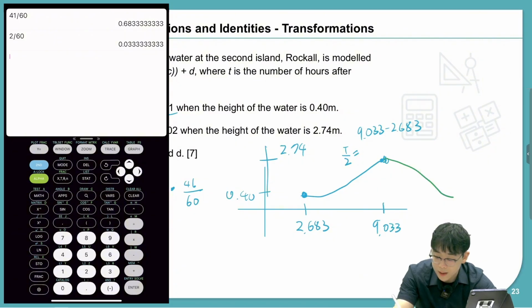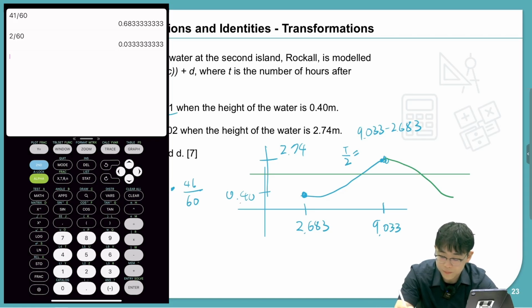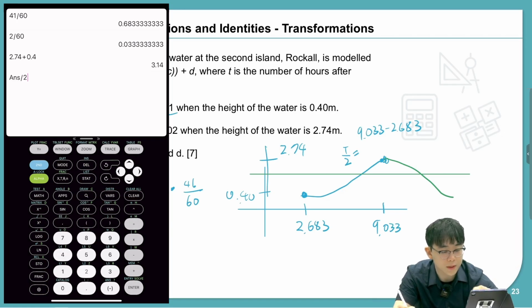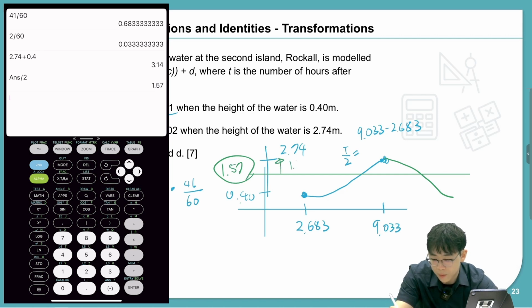And then we can get our center line. So the center would be, if you do 2.74 plus 0.4 and divide by 2, the center line is going to be 1.57. Okay, and we know we're going up by 1.17, and then we're going down by 1.17. So that would probably allow us to find A, B, and D.